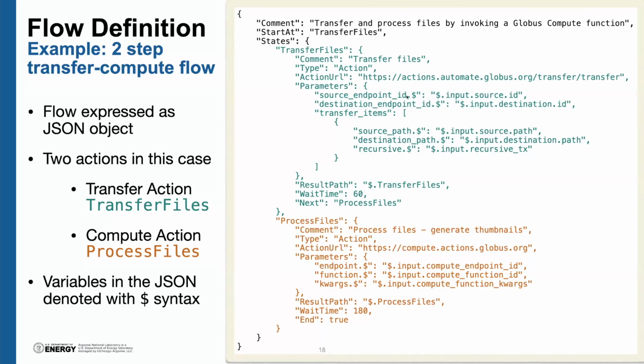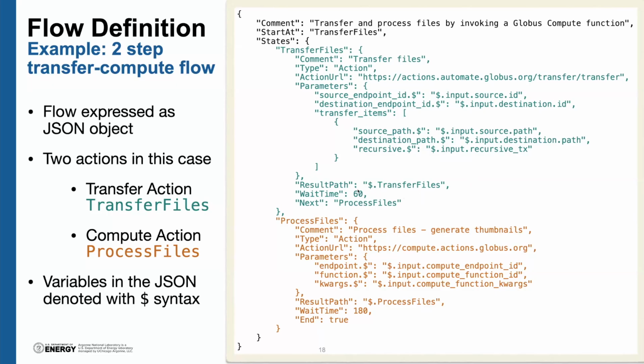What this denotes is that the user has to provide an input to this parameter to complete this JSON object. You could just hard code the source endpoint ID here and the destination endpoint ID here, but instead we allow it to be a free parameter, which means you can execute this flow between, you know, machine A and machine B, but you could also execute it between machine C and machine D. So you can repurpose these flows for different combinations of machines, for example.